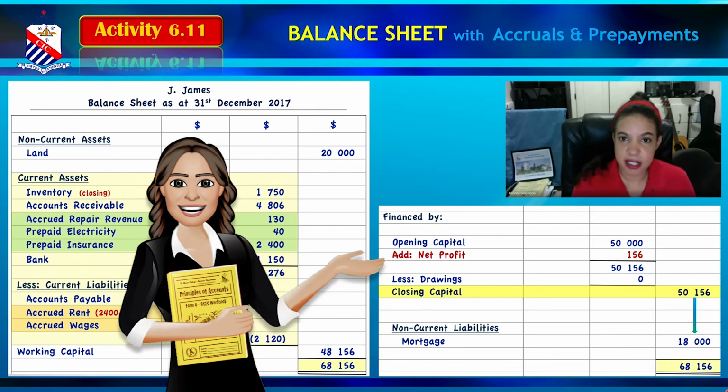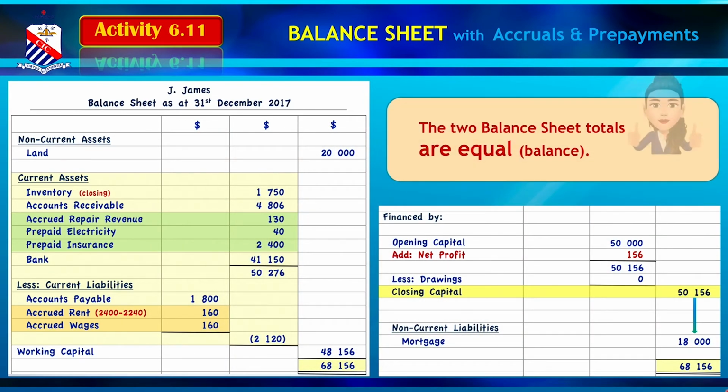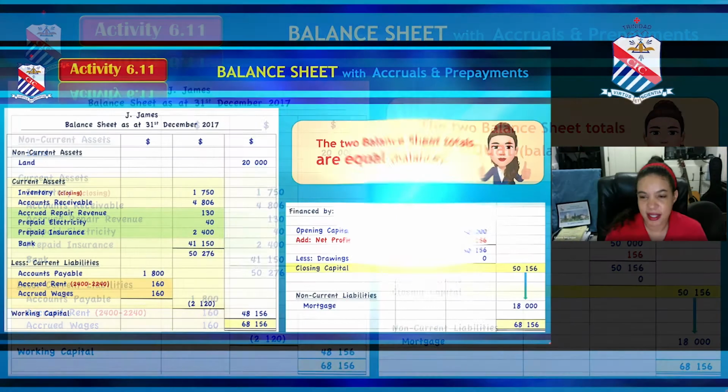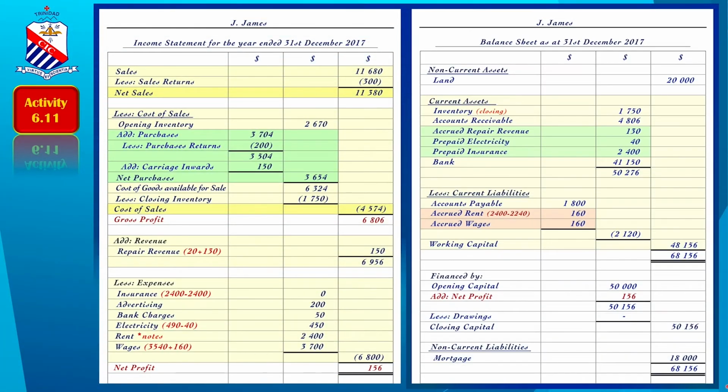Then the second part is extremely easy. With your opening capital, add your net profit from your income statement, less your drawings, if any, and then add any non-current liabilities. Hopefully, both totals equal. So the two totals were equal and therefore it balanced and you're good to go. So for 6.1, these are your answers for both of your final accounts.